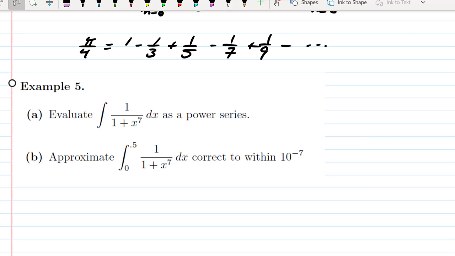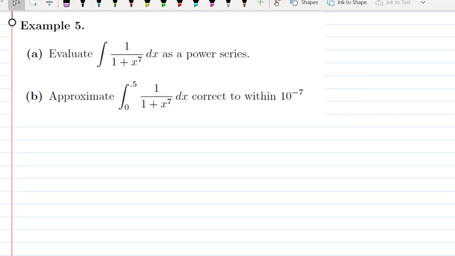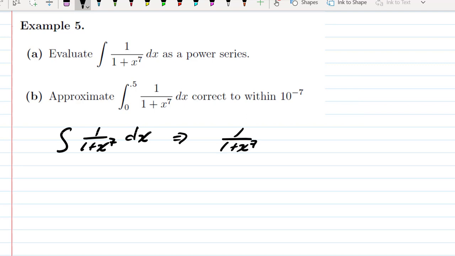Well, if we can represent a function as a power series, the other implication of that theorem that we just had is that we can use the power series to find a series representation of that integral and then evaluate it to whatever accuracy we need. So we want to evaluate the integral of 1 over 1 plus x to the 7th dx. Well, 1 over 1 plus x to the 7th would be 1 over 1 minus a minus x to the 7th.